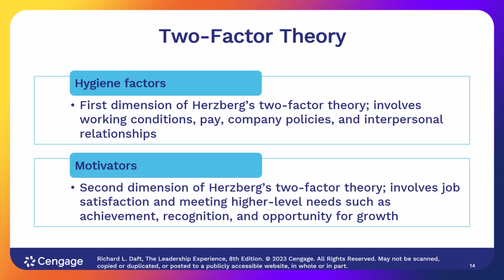So you look at it, and the first one is hygiene: conditions, pay, company policy, interpersonal relationships. These are the things that you look at and say, you know what, these are the basic things that I need. And when you look at the motivators, then you start looking at things such as recognition, achievement, opportunity for growth.